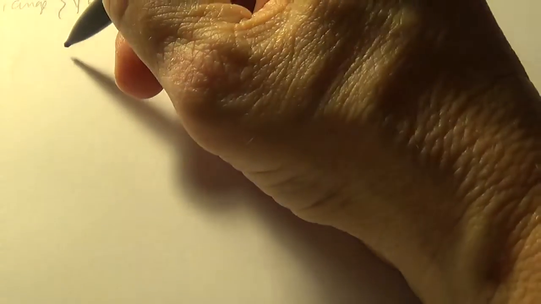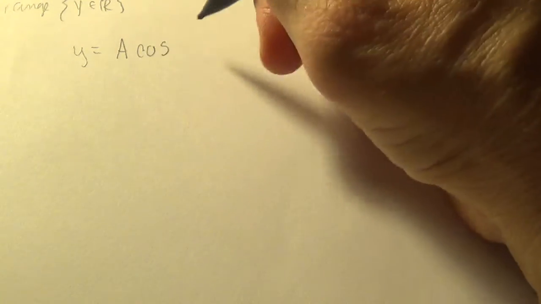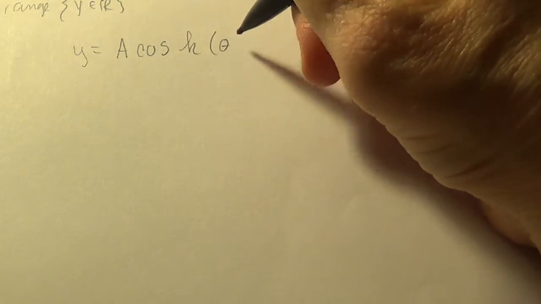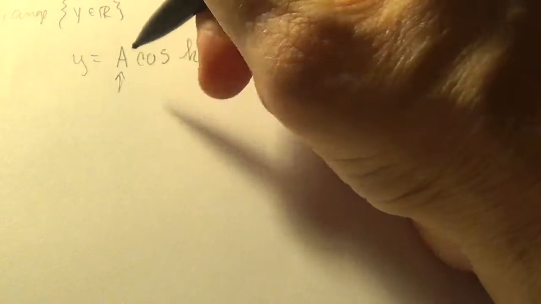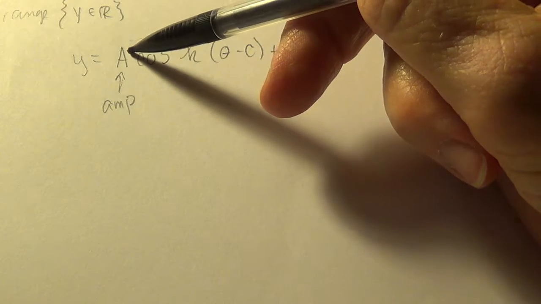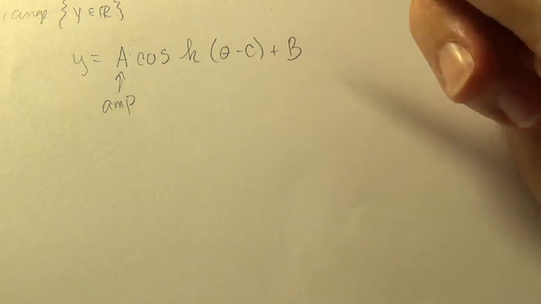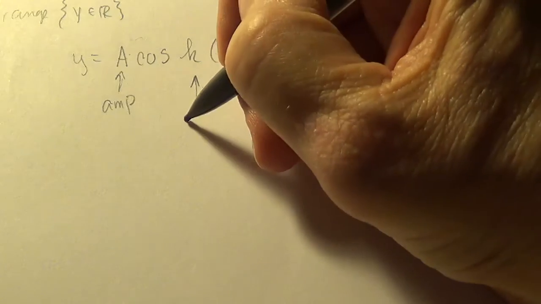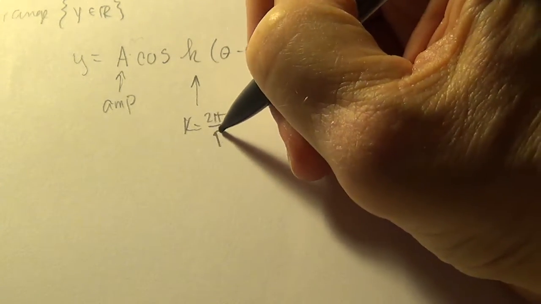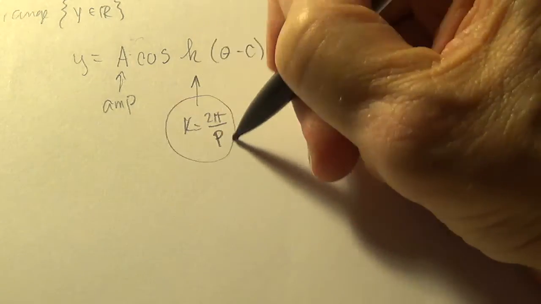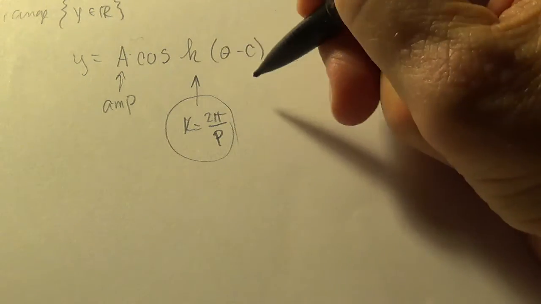Once we have the three basic graphs, we then start messing with them, such as this. This is our amplitude. It makes the mountaintop go up higher and the valley go down lower. This is the period change, where k equals 2 pi divided by the period. We use this as our key to get the period if we need it.